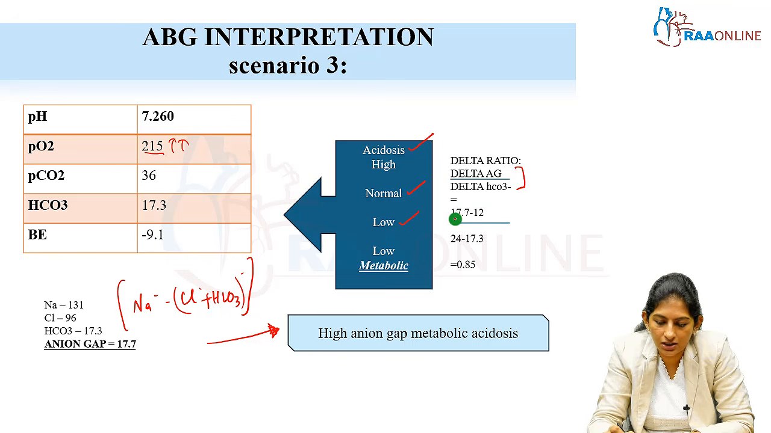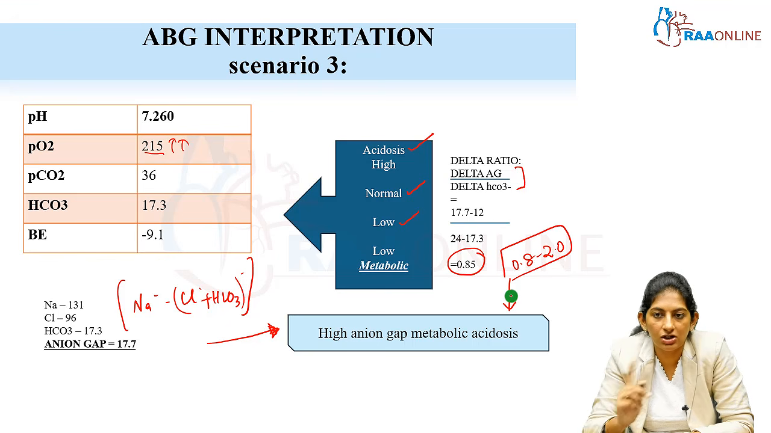So the anion gap of the patient was 17.7, minus 12, which we have done, divided by delta bicarbonate. Normal bicarbonate is 24. The patient's bicarbonate was 17.3. So the end result is 0.85. Anything between 0.8 to 2.0 is high anion gap metabolic acidosis.